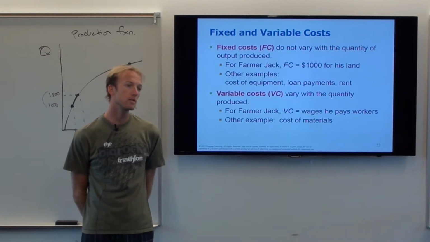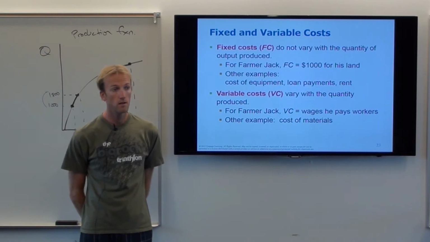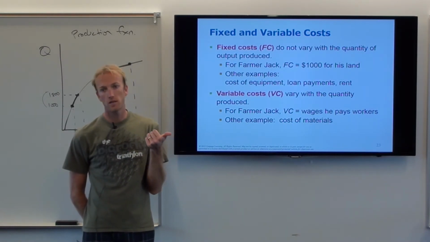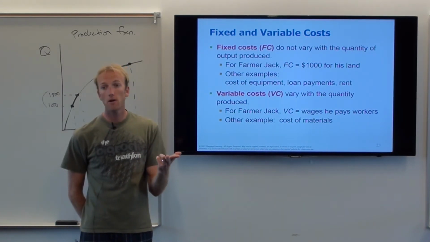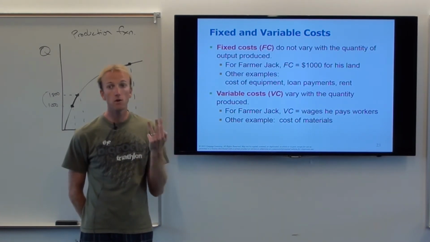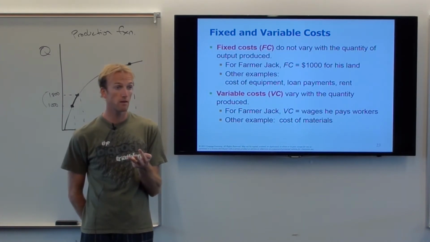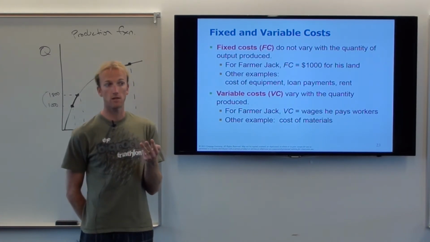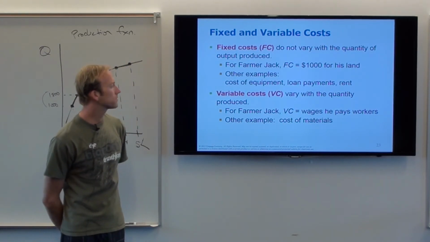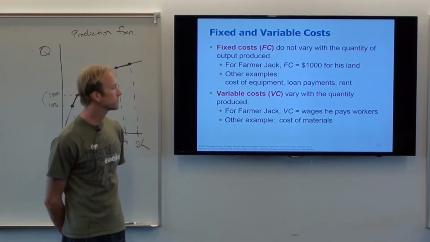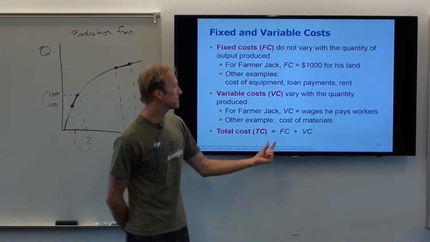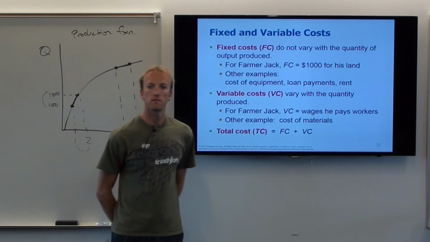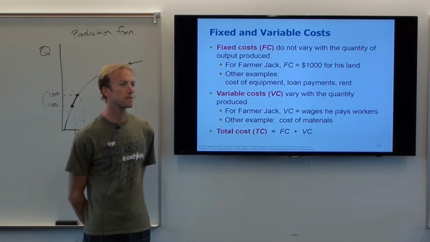Other examples are like the cost of inputs. If I own a donut shop, and I want to make more donuts, my rent on the building doesn't change. That's a fixed cost. The amount of sugar I buy, the amount of flour I buy, the amount of oil that I buy, those things do change with the number of donuts I make. So those are variable costs because they vary. And then the total cost that he pays, of course, is fixed costs plus variable costs. Total cost he pays is fixed costs plus variable costs.